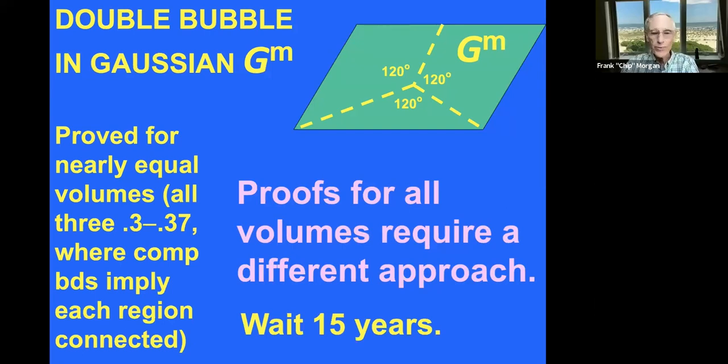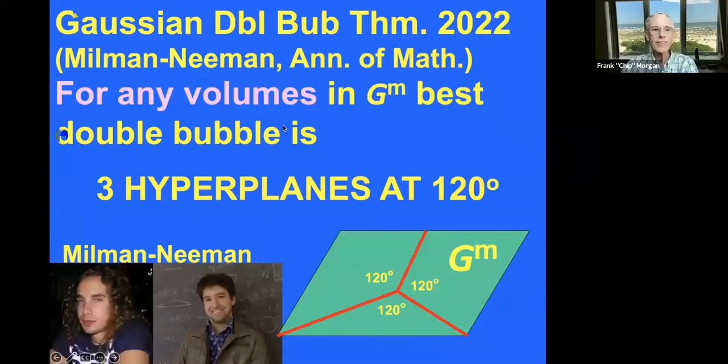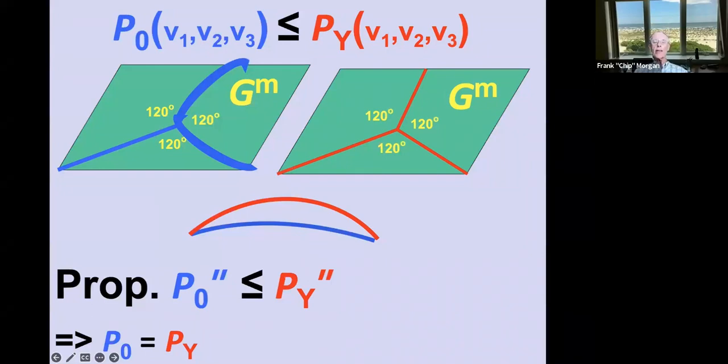And here's some news. Just last year, Emmanuel Milman of Technion in Israel and Joe Neeman of the University of Texas in Austin proved that this Y shape is the best double bubble for any volumes. So that was a major breakthrough. And let me just give you a bird's eye view of how the proof goes.